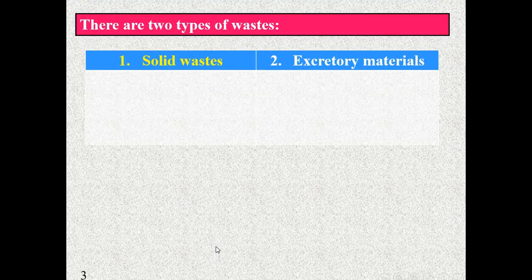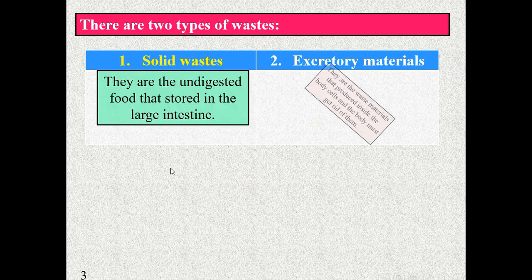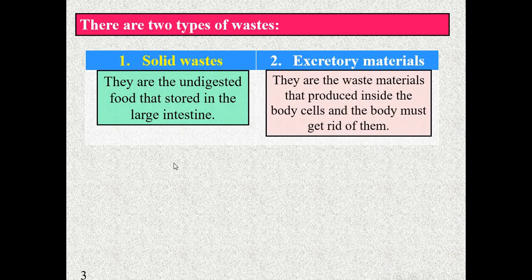There are two types of wastes: solid wastes and excretory materials. What is the solid waste? Stool. When you go to the toilet to make a stool, this is the solid waste. So solid wastes are the undigested food that is stored in the large intestine, and then you get rid of them in the toilet as a stool.